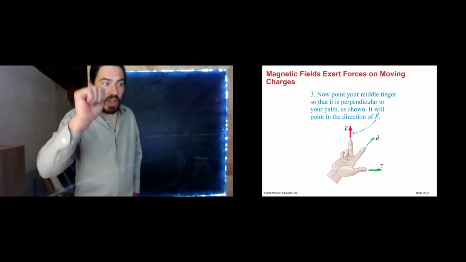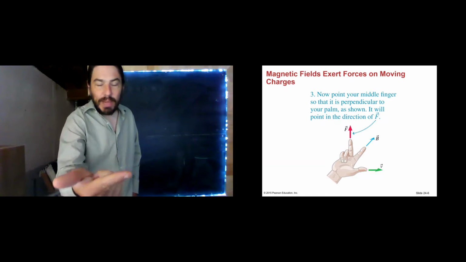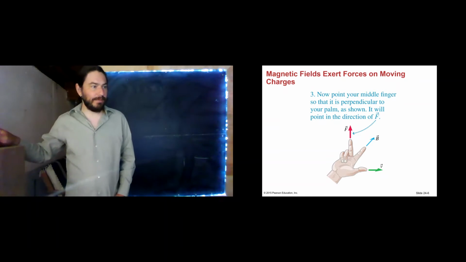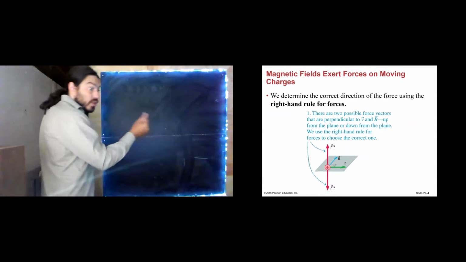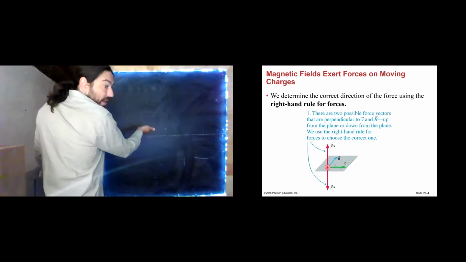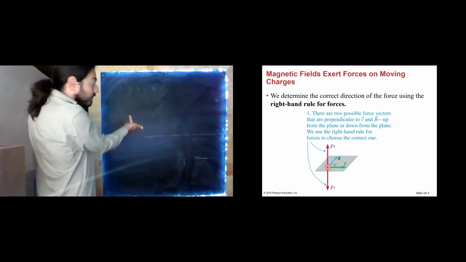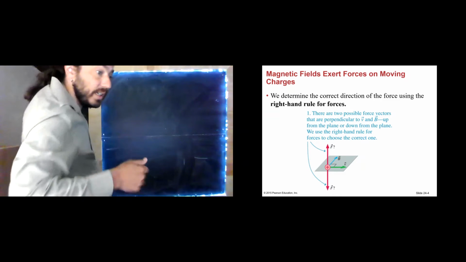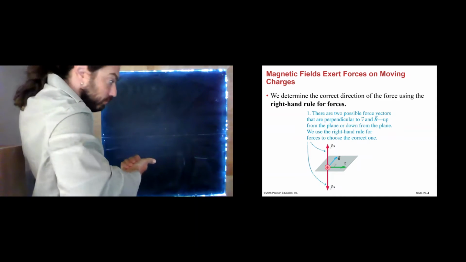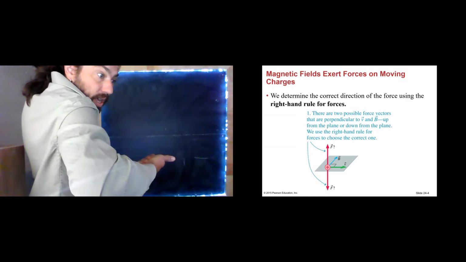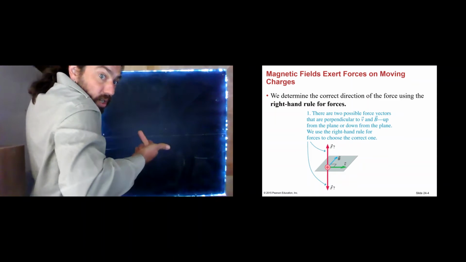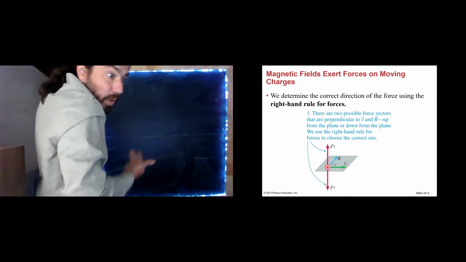Okay, so there we go. So we got our velocity, our magnetic field, and our force. We have a velocity to the right. We have a field that is into the page, and so we see that the force must be up. Again, a velocity to the right, a field into the board, a force that is directed upwards.